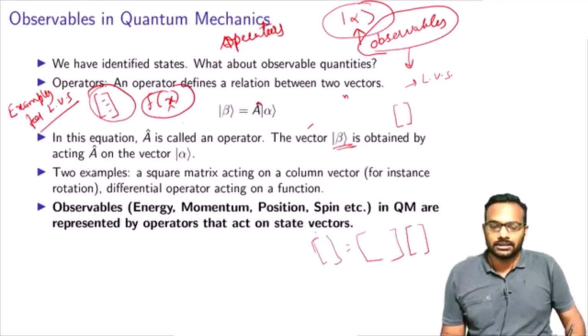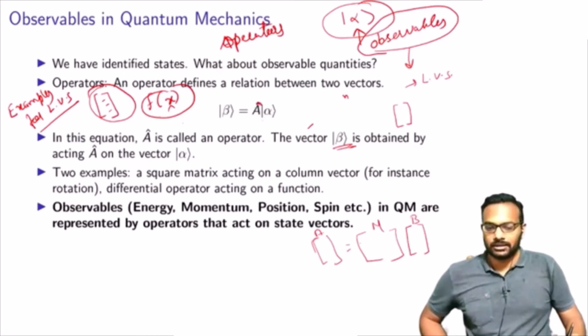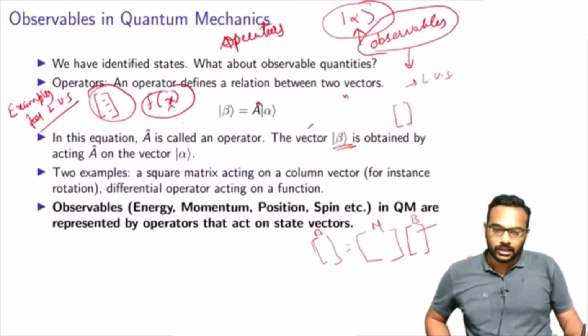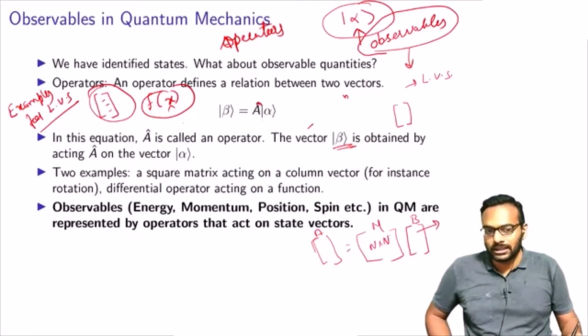So, you'll call this A. This is some square matrix which I call M. And this is some other column matrix which is known as B. Right? So, if you multiply a column matrix, or a column vector as someone might call it, by an n by n square matrix, you'll get another column matrix. Right? So, this is an example of an operator.